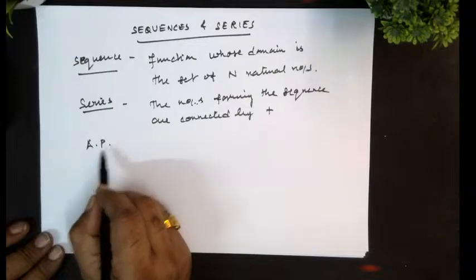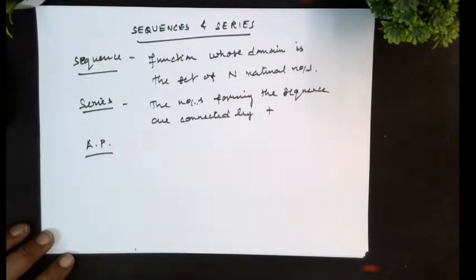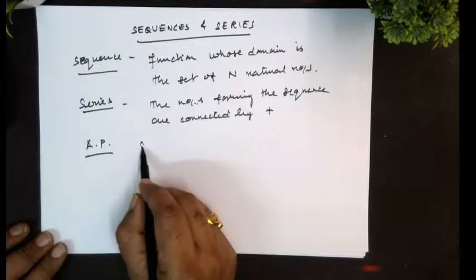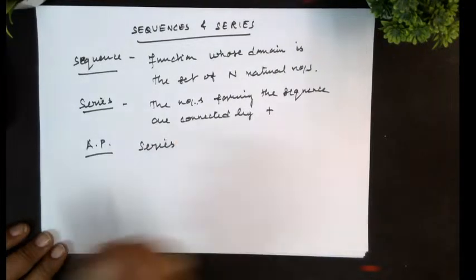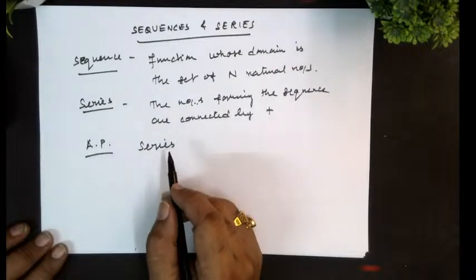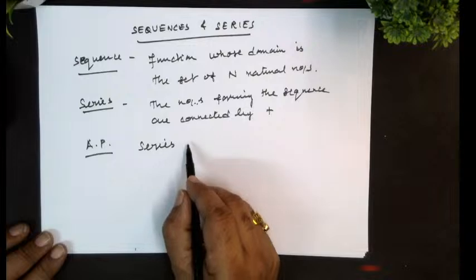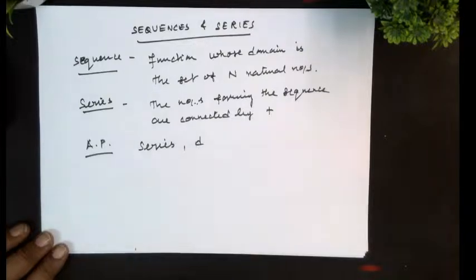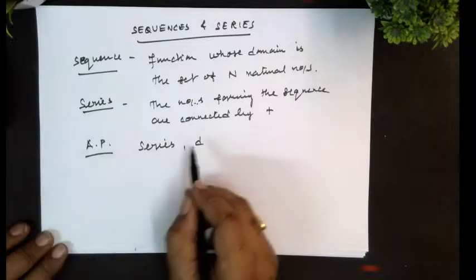Arithmetic progression, AP, is a series in which the difference of any term, that's indicated by D, the difference of any term from the previous term, is called arithmetic progression, and that we call common difference.